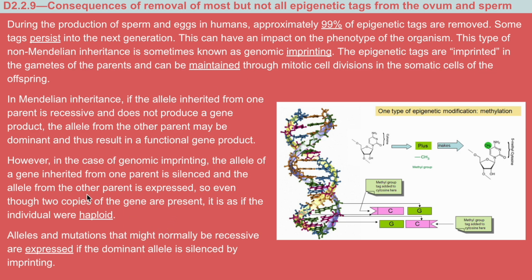And so in this case, we're going to see that we can have the allele from a gene inherited from one parent be silenced, the allele from the other expressed. So even though two copies of the gene are present, it's as if the individual were haploid. Alleles and mutations that might normally be recessive might be expressed if the dominant allele is silenced by imprinting.